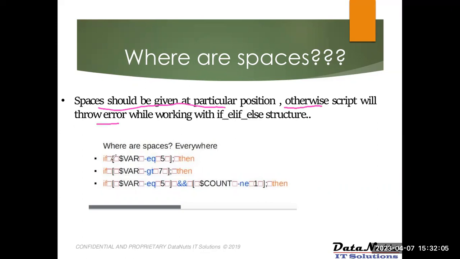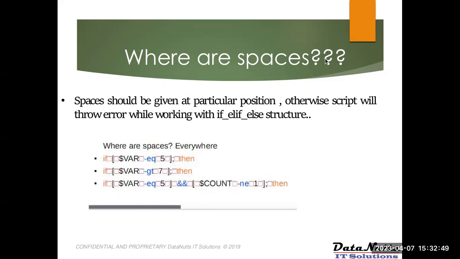As I already told you, after the if keyword, you should give a space. After the square bracket, you should also give a space. After accessing a variable, you should have a space. After the operator, also give a space. Before and after a value or variable, give a space as well as after the semicolon, where the space is a must. If you don't follow these space rules while writing the syntax, your script will definitely throw an error.